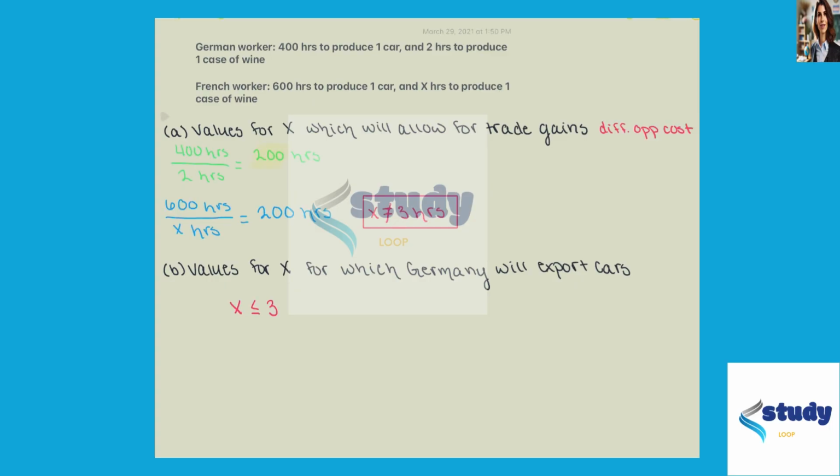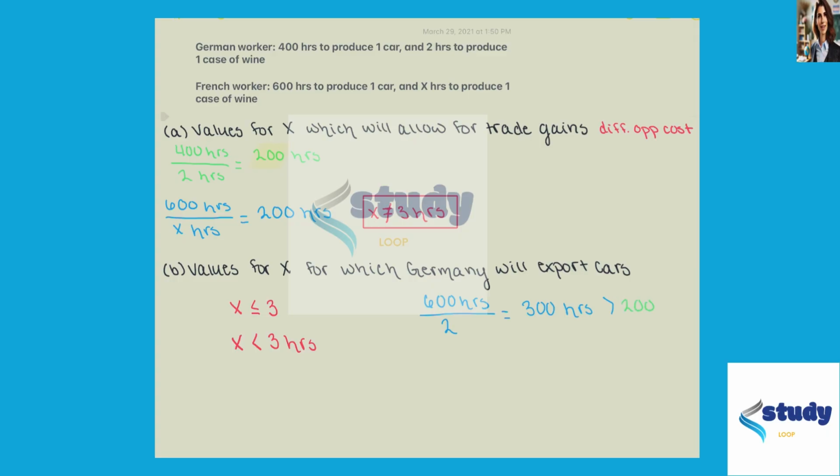But actually, like we just said, X cannot equal 3, so we need to say that X needs to be less than 3 hours. And if you wanted to check this, we can start to plug this into that function. So we had these 600 hours divided by X hours, and we can plug in any value. So if we plugged in 2 right here, we get a value which is equal to 300 hours. And what you can see is that this 300 hours is greater than Germany's 200 hours.